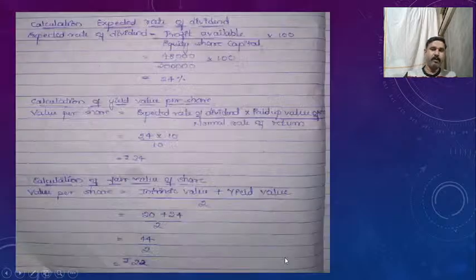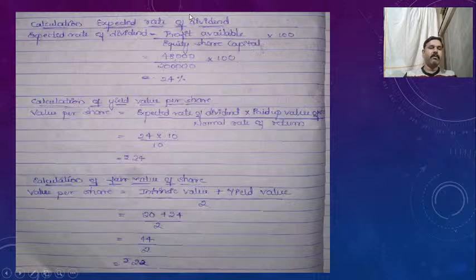Then you have to calculate the expected rate of dividend. Expected rate of dividend equal to profit available to equity shareholders divided by equity share capital into 100. 48,000 divided by 2 lakh into 100, 24% is the expected rate of dividend. Then calculation of yield value per share. Value per share equal to expected rate of dividend into paid up value per share divided by normal rate of return. That is 24 into 10 divided by 10. That is 24 rupees is the value per share.